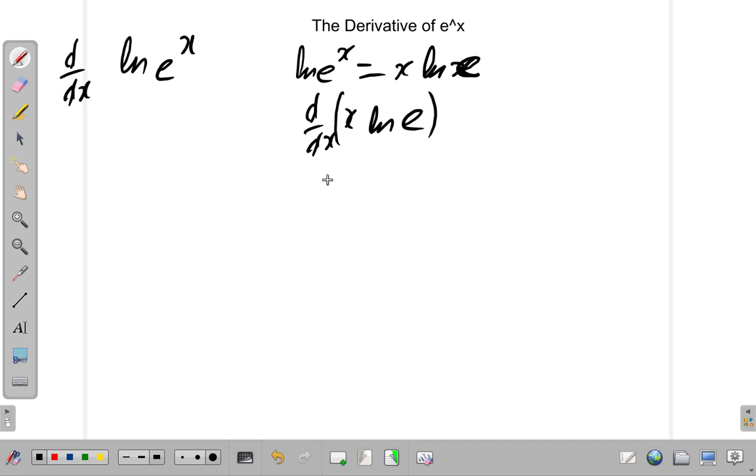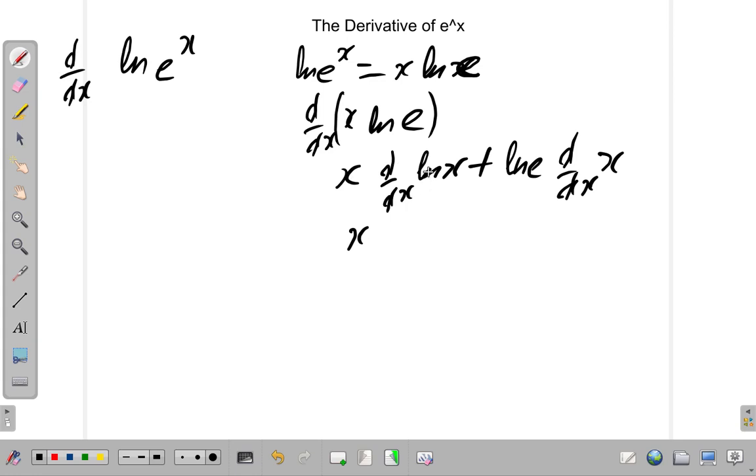What you do is, let us hold x as it is and differentiate ln e, d by dx of ln e, plus, let's hold ln e as it is and differentiate x, d by dx of x. This is x times d by dx of ln e. Ln e is a number, and you know the derivative of a number is going to be 0. So it's x times 0 plus ln e times the derivative of x, which is 1.